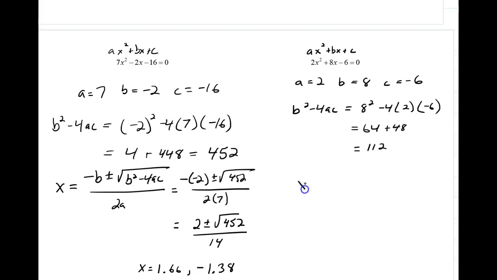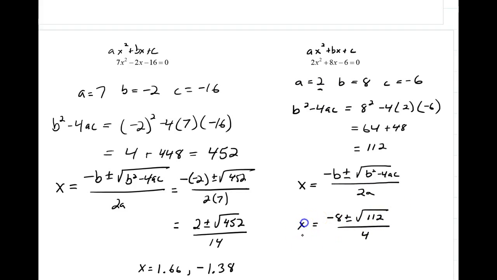So now when we go to our quadratic formula, -b plus or minus the square root of b squared minus 4ac all over 2a. So my b is 8, so it's -8 plus or minus the square root of 112 over 2 times a, is 2, so 2 times 2 is 4. And now this is what I'm going to plug into the calculator. Alright, so you get 0.65 and -4.65.